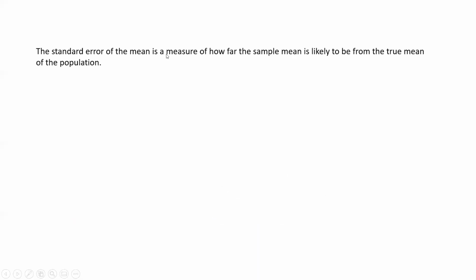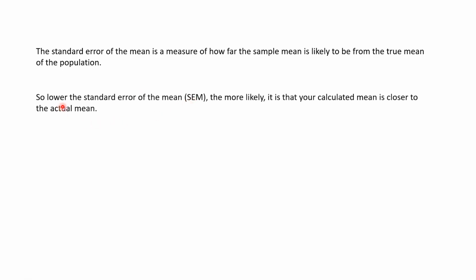the standard error of the mean is a measure of how far the sample mean is likely to be from the true mean of the population. Please remember the normal distribution properties. If you know the standard deviation, if you know the average, 95% of the data will fall within plus or minus 2 sigma, 2 times standard deviation. Okay, that is what we are using. So the lower the standard error of the mean, that is the standard deviation of the sample means, the more likely it is that your calculated mean is closer to the actual mean. Calculated SEM for the data set is 3.98.